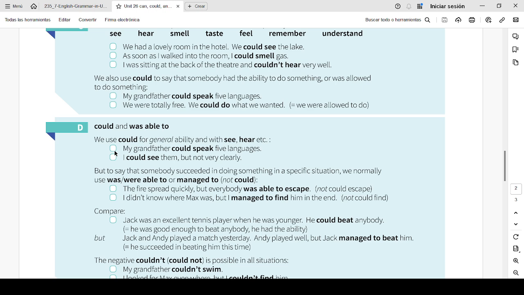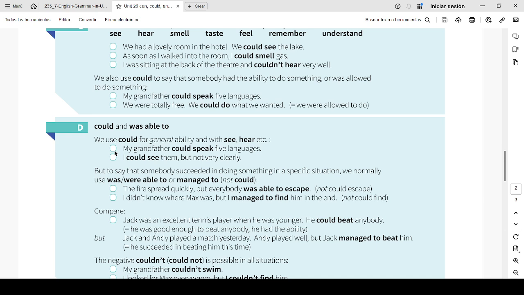We can use could for general ability, like see, hear, smell, or something that you can do voluntarily, like, I don't know, play something, singing.